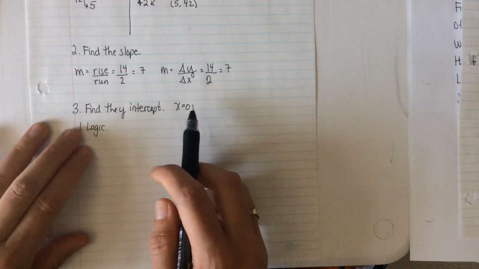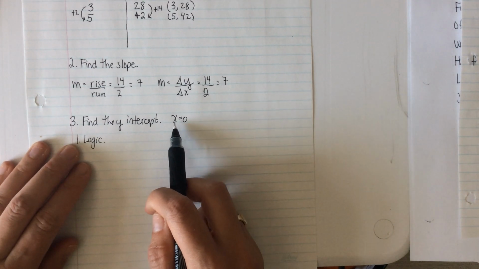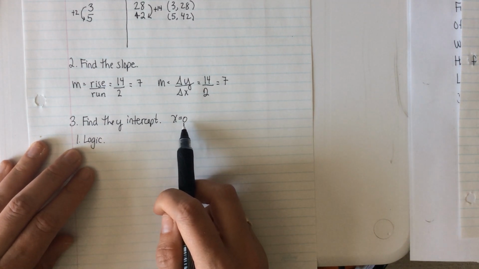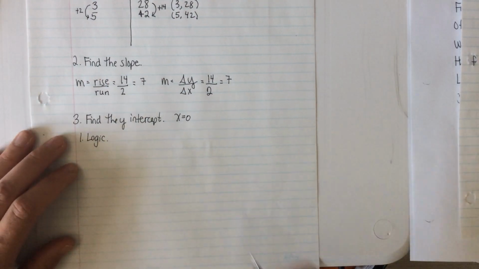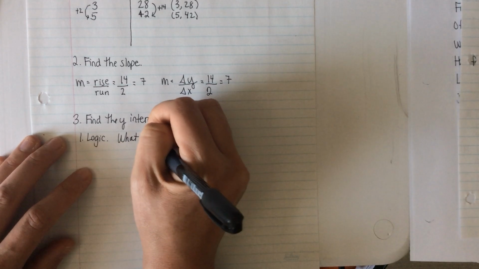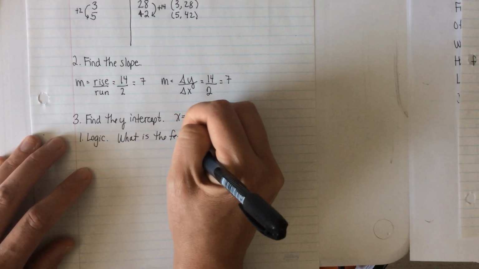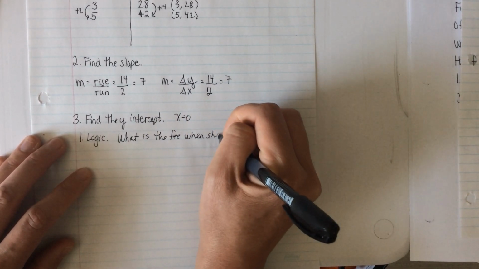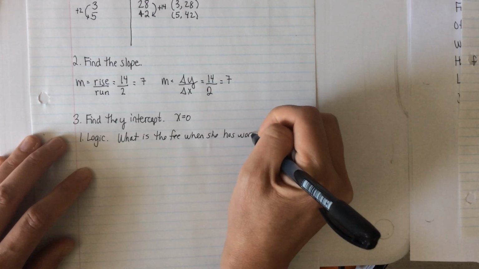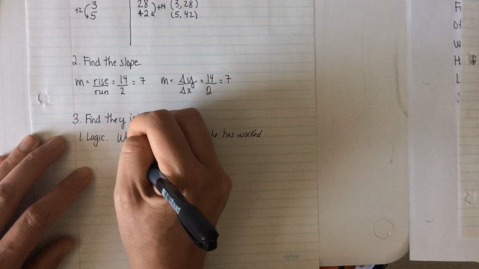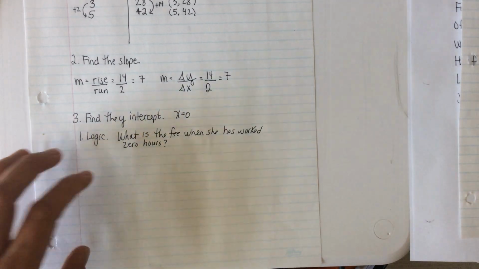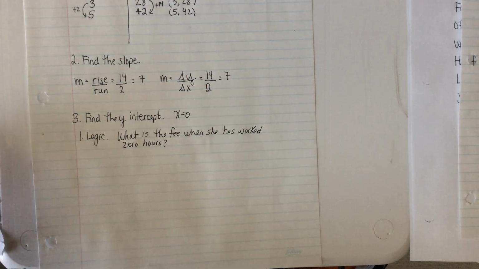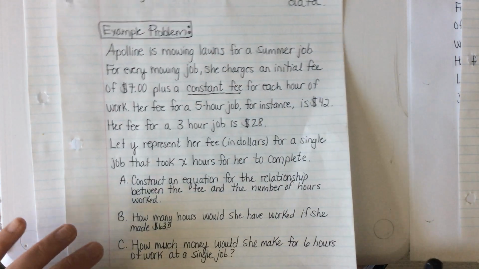So what they're basically asking me is, when x is 0, what is y? What is her fee in dollars when she has worked x number of hours? What is the fee when she has worked 0 hours? And we can just take a look at our question. You might think if she's worked 0 hours, her fee is 0, but that's actually not true.